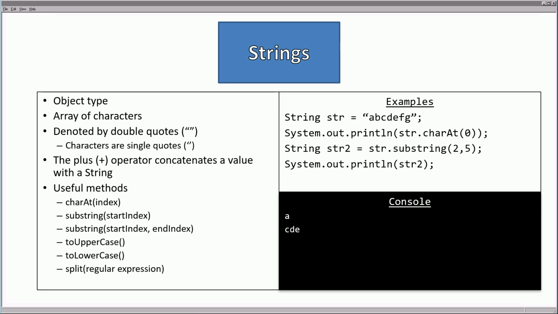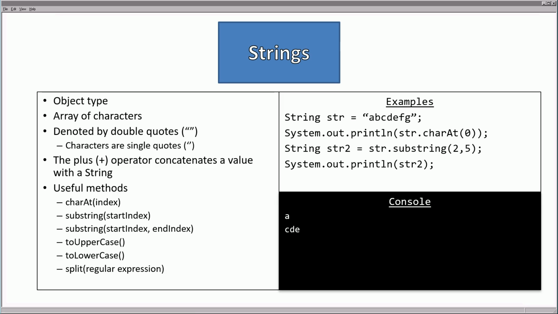Whenever we've been using strings, we use the double quotes to denote them. And once again, characters are denoted by single quotes. Now the plus operator with a string concatenates a value with that string. It doesn't work like the mathematical plus symbol. You're not adding together these letters. What you're doing is appending them to the end of the string.